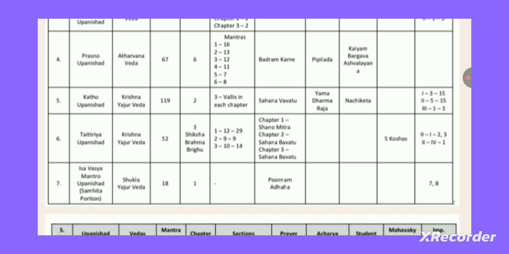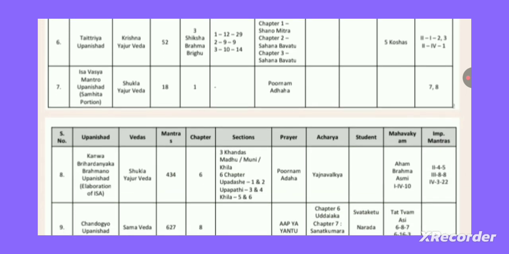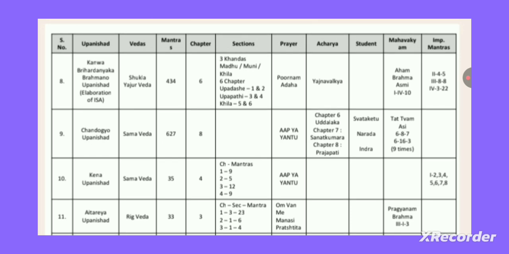And coming to the 8th Upanishad, which is Brihadaranyaka Upanishad. This Brihadaranyaka Upanishad is also from Shukla Yajurveda. And it is one of the biggest Upanishads. And in total it has 434 mantras divided into 6 chapters. It is very voluminous Upanishad and also it is very deep in nature. And it is Pramanam for higher reality, which is Advaitam, and also lower order of reality, which is Dvaitam.